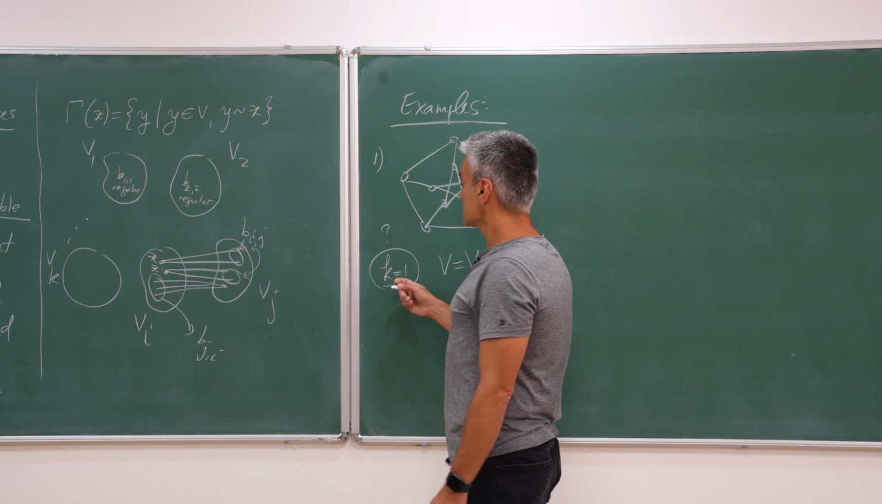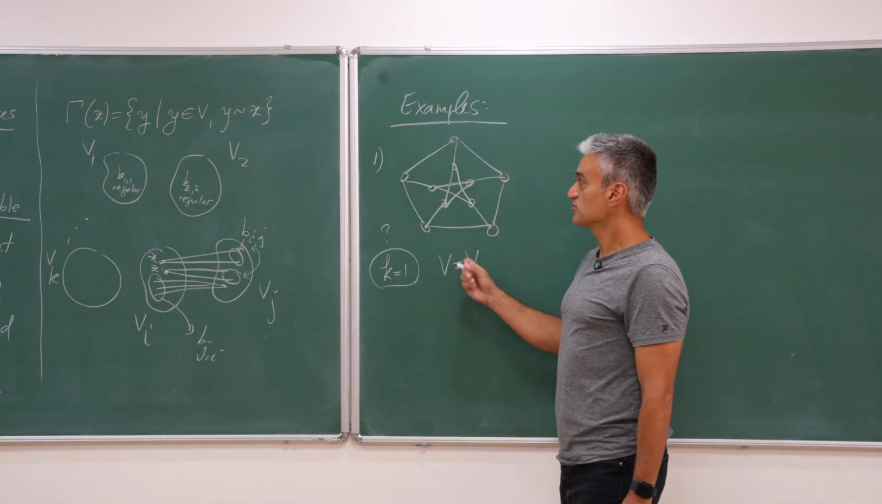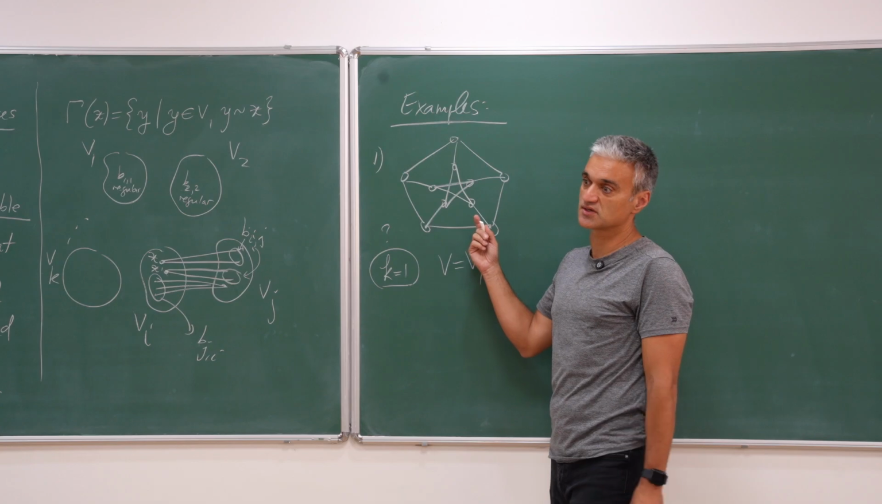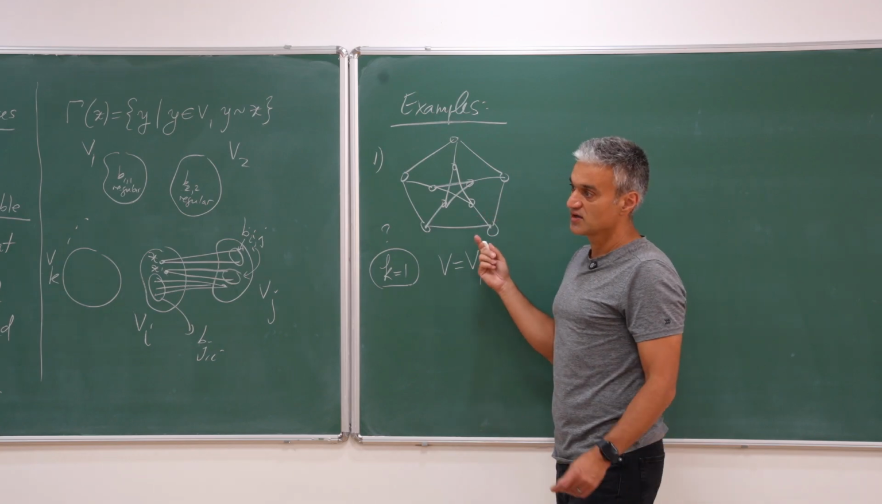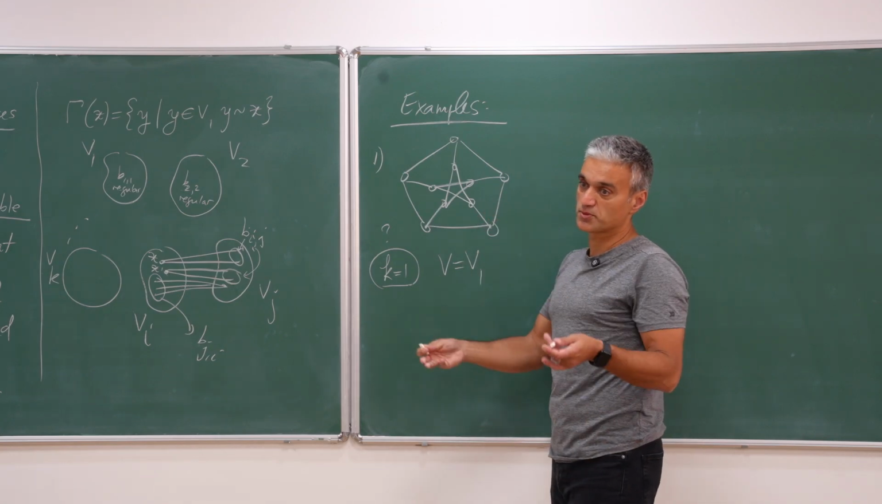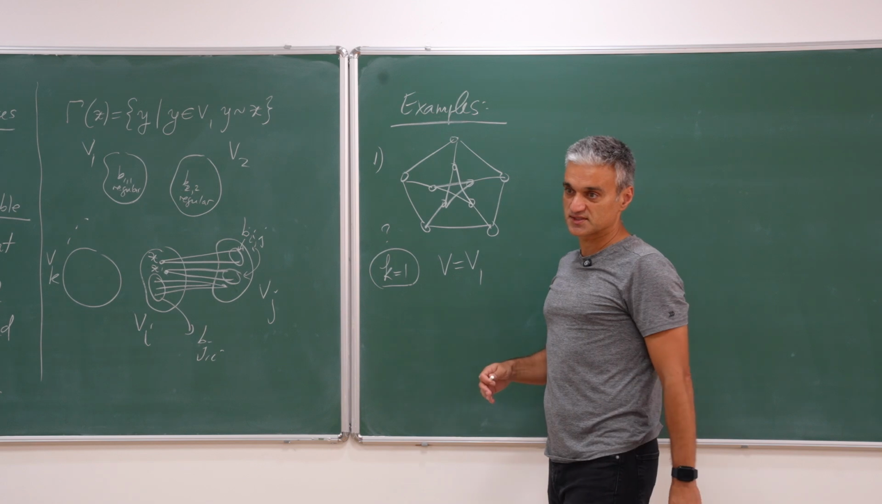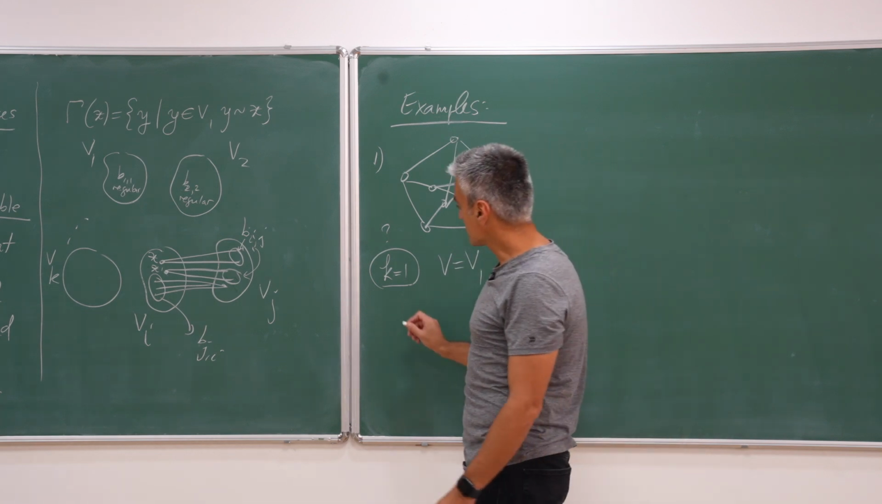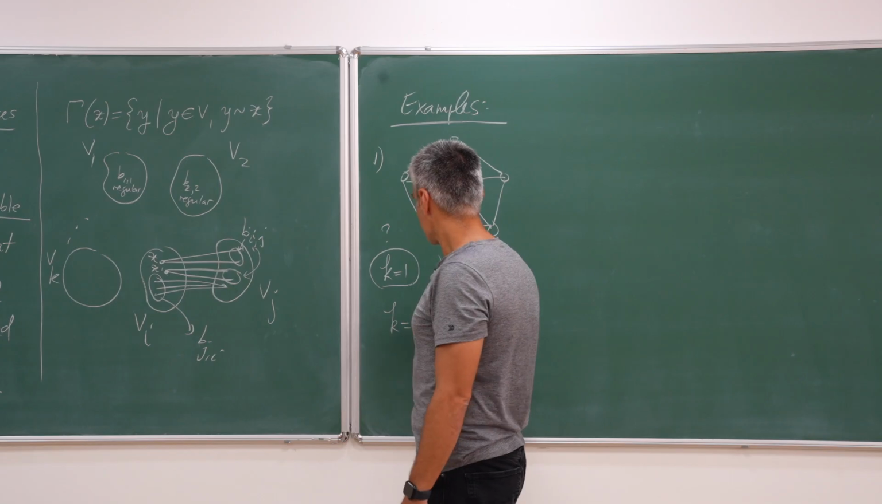And why does this work? Because it's regular. So this is not something specific to the Petersen graph. Every regular graph will have an equitable partition into one part, the vertex set itself. So this is not just for the Petersen graph. Okay, k equals 2.